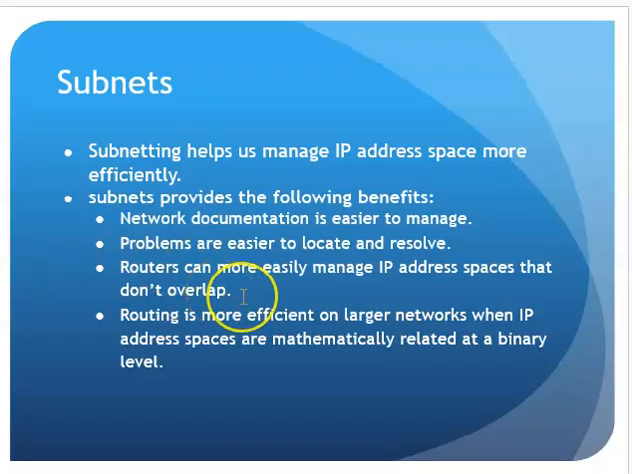Routers can more easily manage IP address spaces that don't overlap now. It can say this subnet is allowed to do this, this subnet over here is not allowed to do this. This subnet can get to the internet and check email, this subnet here cannot, it can only browse the internet. And this also helps make routing a larger network more efficient. They're mathematically related at the binary level. It can process that a little bit quicker, if you will.